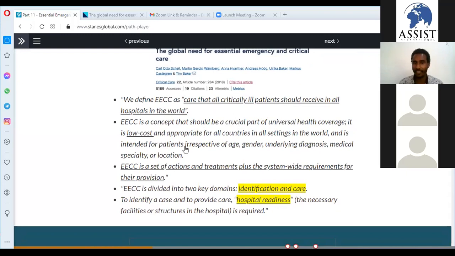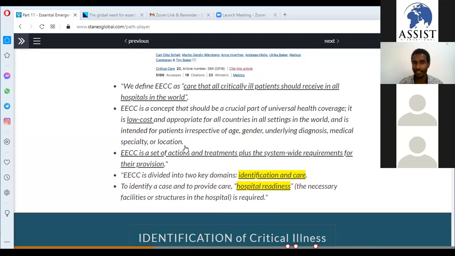It is low cost. It doesn't need any complicated or expensive equipment, and it's appropriate for all patients and all countries in all settings in the world. It's intended for all patients irrespective of their age, including neonatal patients, children, mothers, and irrespective of their diagnosis, specialty, or even location.